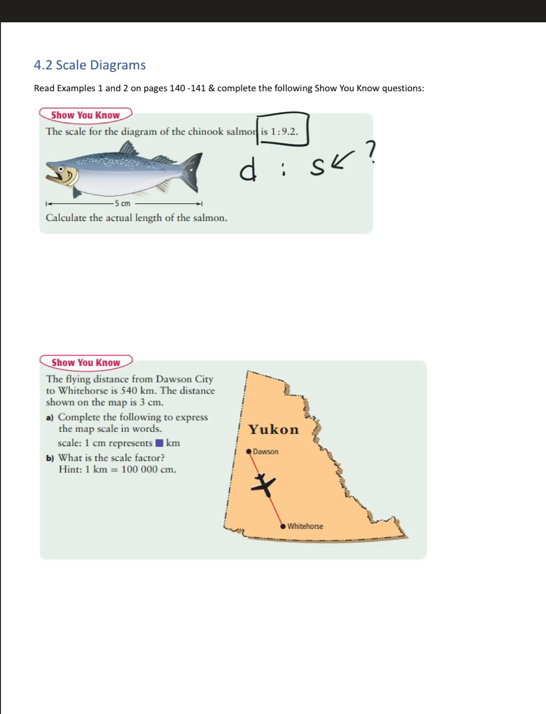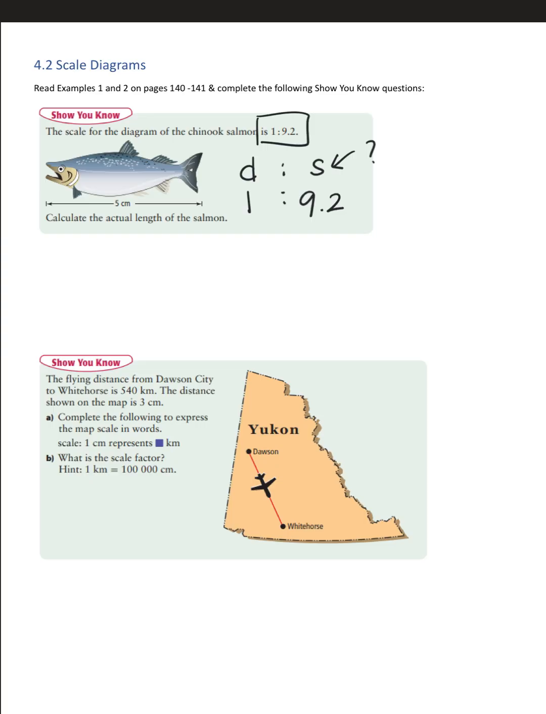Here it's really important that we slow down and think about the context to determine which is the scale for the diagram versus which is the scale for the fish in real life. Thinking about an actual sized Chinook salmon, they're quite a large fish. So in this case, we should be able to recognize the 1 is going to represent the drawing or the diagram and is going to be significantly smaller than the 9.2, which will be represented by the size of the salmon in real life. So here we're going to connect that ratio to being the drawing compared to the length of the salmon.